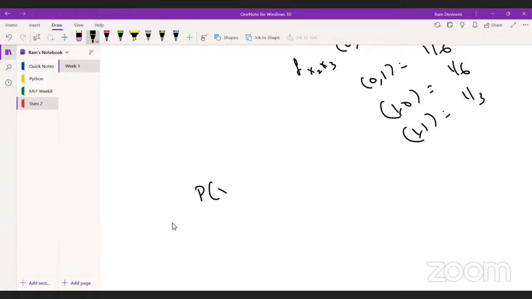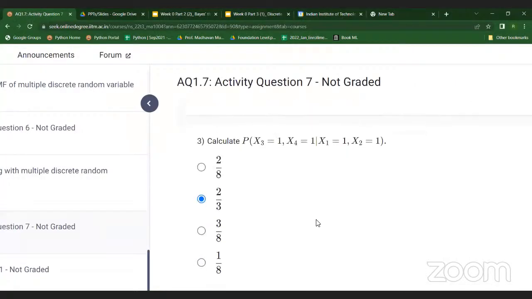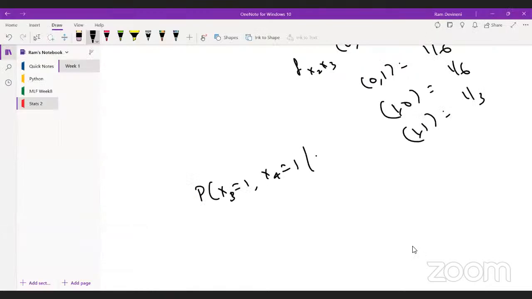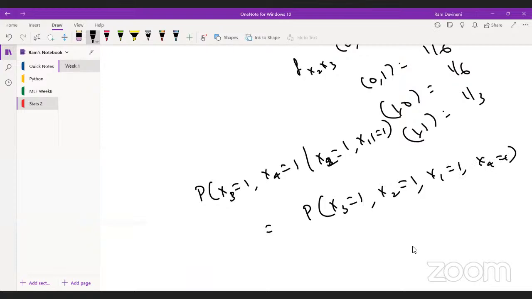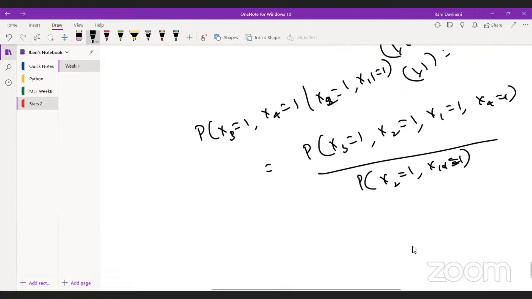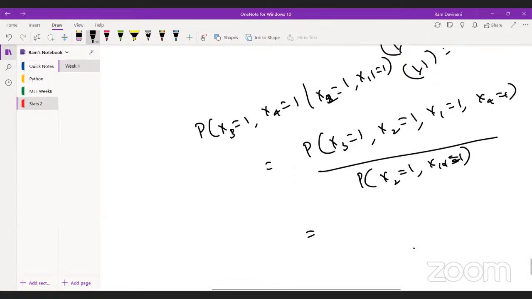The question is x3 is 1, x4 is 1, given that x1, x2 is 1. Given that x2 is 1 and x1 is 1, right? So this is nothing but the probability for x3 equals 1, x2 equals 1, x1 equals 1, x4 equals 1, divided by the probability for x2 equals 1 and x1 equals 1. The joint PMF and the marginal. So remember this.